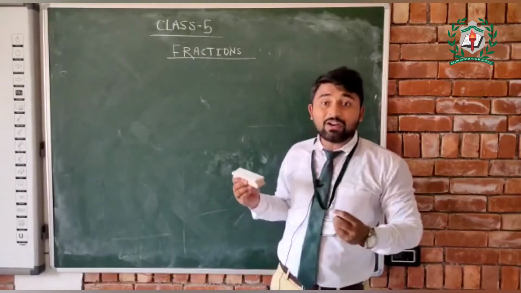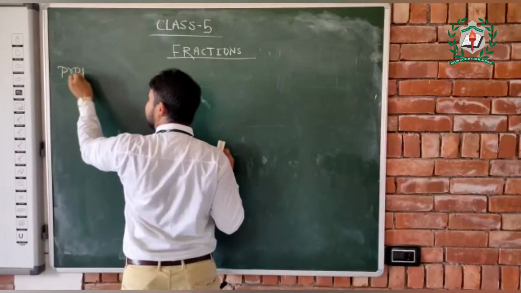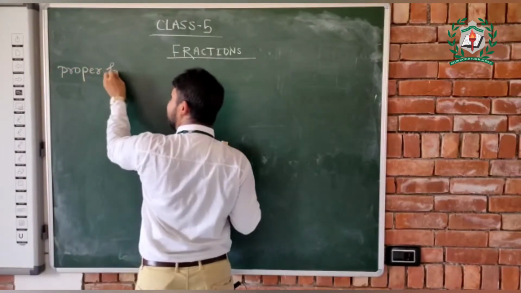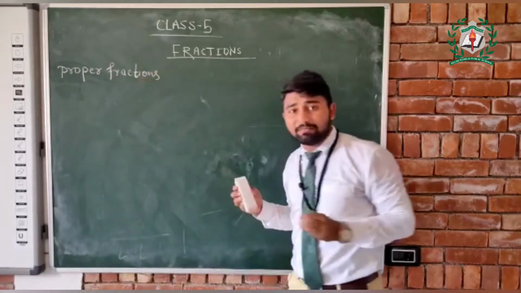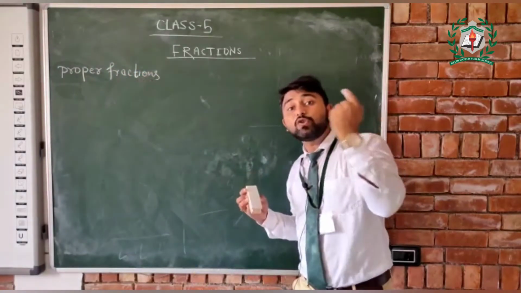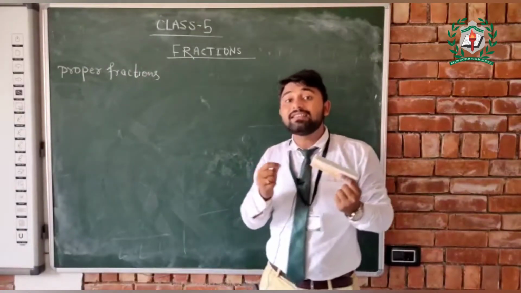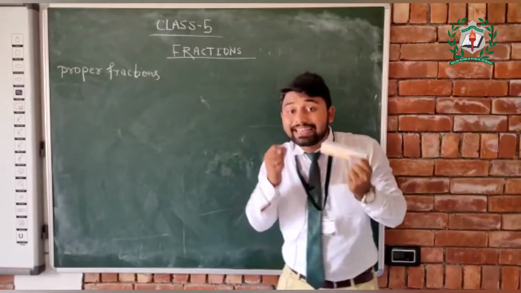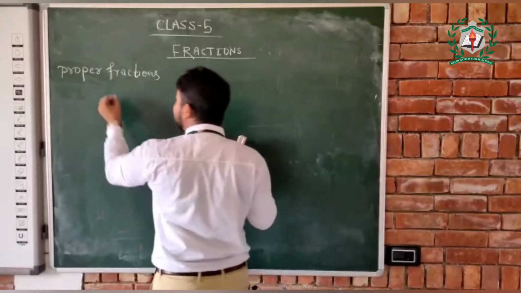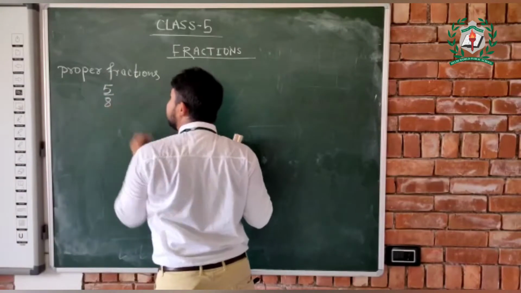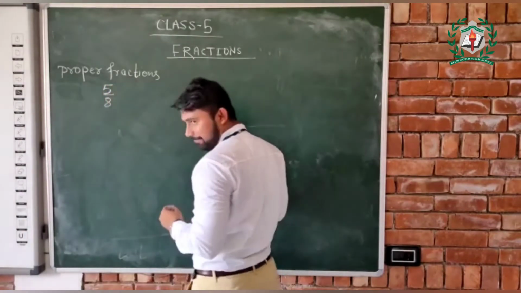So, different kinds of fractions. The first is proper fractions. If you talk about the proper fraction, it means the denominator should be greater than the numerator. A fraction which has a denominator greater than the numerator is a proper fraction. It means 5 upon 8 is a proper fraction because the denominator is greater than the numerator.